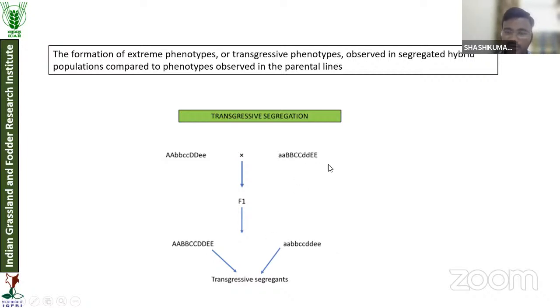This is possible because of quantitative traits. So for getting transgressive segregants, the first thing is that the trait should be controlled by many genes, that is, it should be quantitative. The second thing is that the parents should be near the mean, with an average trait value, not extreme. Then you can expect to get transgressive segregants which can surpass the parental values.